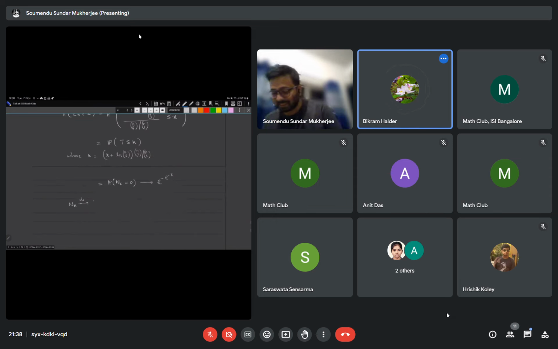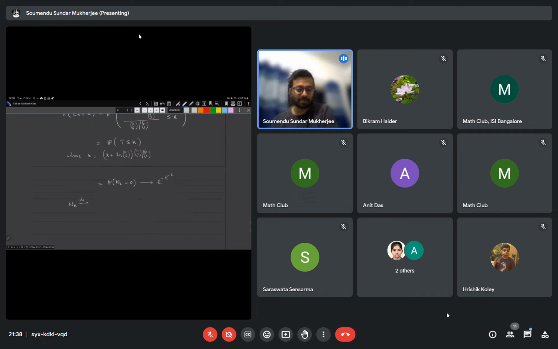Sorry, e to the power minus x. Can you repeat the question? Yeah, the question is if we can show that Nk is a discrete random variable, a non-negative integer valued random variable, right? So if you can show that Nk converges in distribution to some known distribution, then we can hopefully get this.